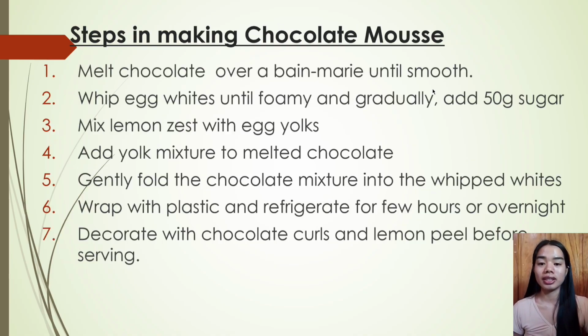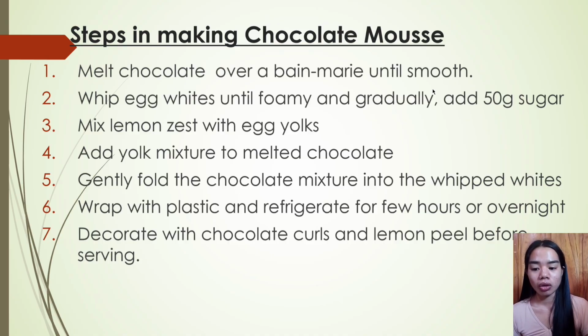And we have here also the steps in making chocolate mousse. So, ito po yung recipe ng ingredients kanina. So, first is, we have to melt the chocolate over a bain-marie until smooth. Whip egg whites until foamy and gradually add 50 grams of sugar. So, we mix lemon zest with egg yolk. So, pwede tayo maglagay ng lemon zest or yung balat ng lemon.